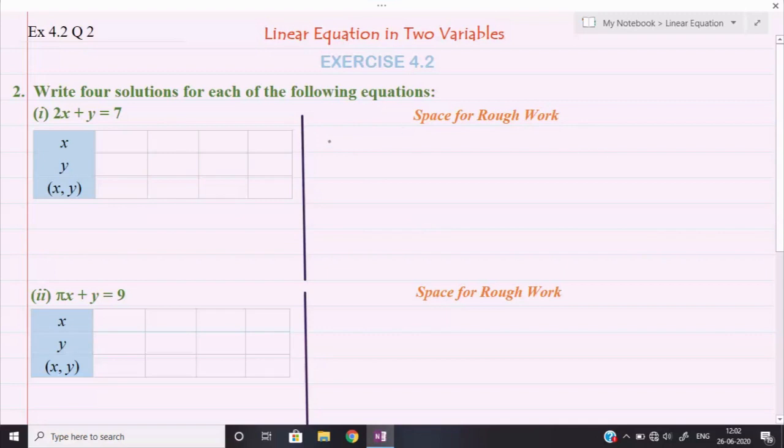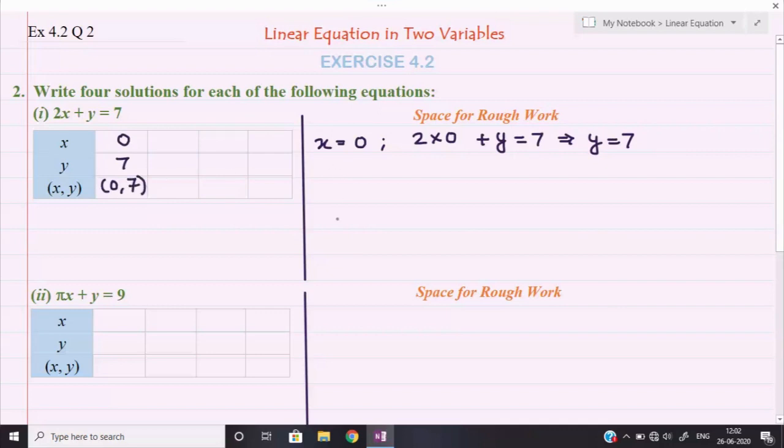So suppose I take the value of x equal to 0. Now look at the equation. In the equation I am keeping x equal to 0. So 2 into 0 plus y is equal to 7. 2 into 0 is 0, right? So the value of y will be equal to 7. So what is the solution we got? x equal to 0, y equal to 7, and if I write it in the form of a pair, it will be (0, 7), right?